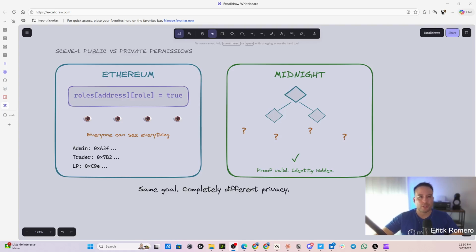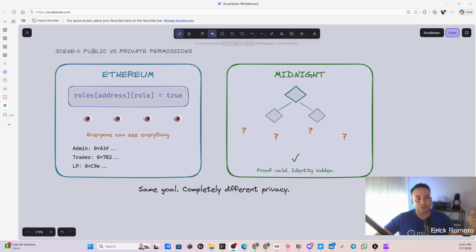Every smart contract on Ethereum that uses role-based access control has a dirty secret. Everyone can see who has what role. Your admin address, for example, public. Your list of approved traders, public. Addresses as well. Which wallets have LP privileges? Completely, permanently public. And that's not a bug. That's how it was designed.